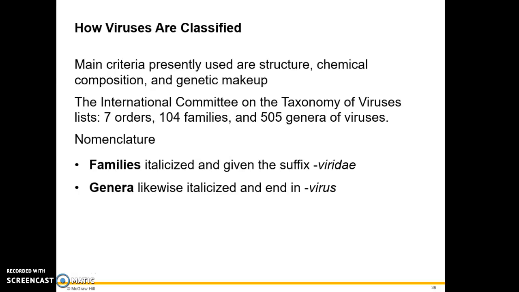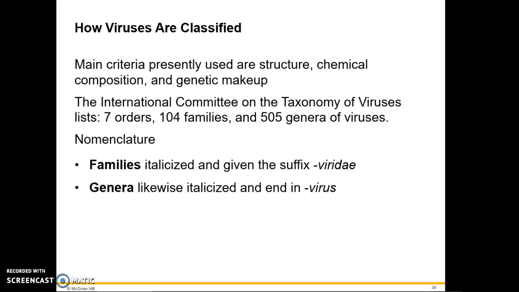So now we're going to move into section 6.3 and talk about the way that viruses are classified. The main things that are used to classify viruses are the structure, chemical composition, and genetic makeup. According to the International Committee on the Taxonomy of Viruses, there are 7 orders, 104 families, and 505 genera, which is plural for genus, of viruses.